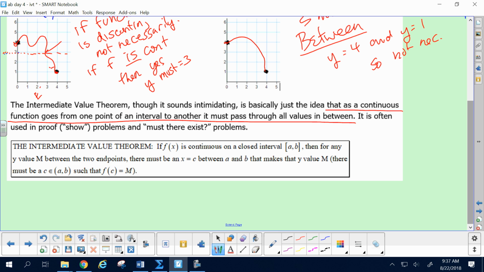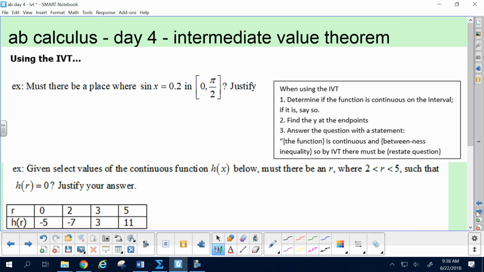That tends to work better for people than the actual book definition of the intermediate value theorem, which is if f of x is continuous on a closed interval, then for any y value m between the 2 endpoints, there must be an x value that makes that y value. You can see why that is a little intimidating, and I'll start with that. All right? So don't worry about the formal definition. We're going to use kind of just the concept.